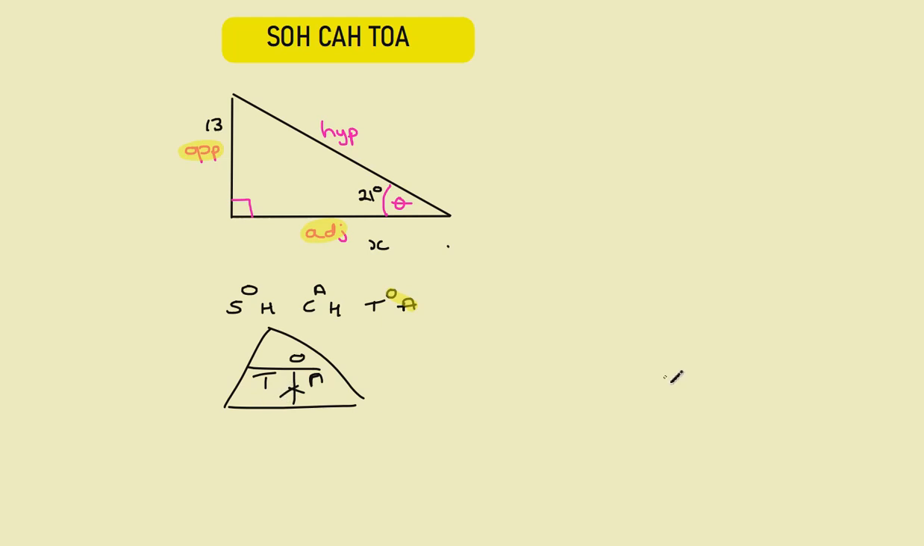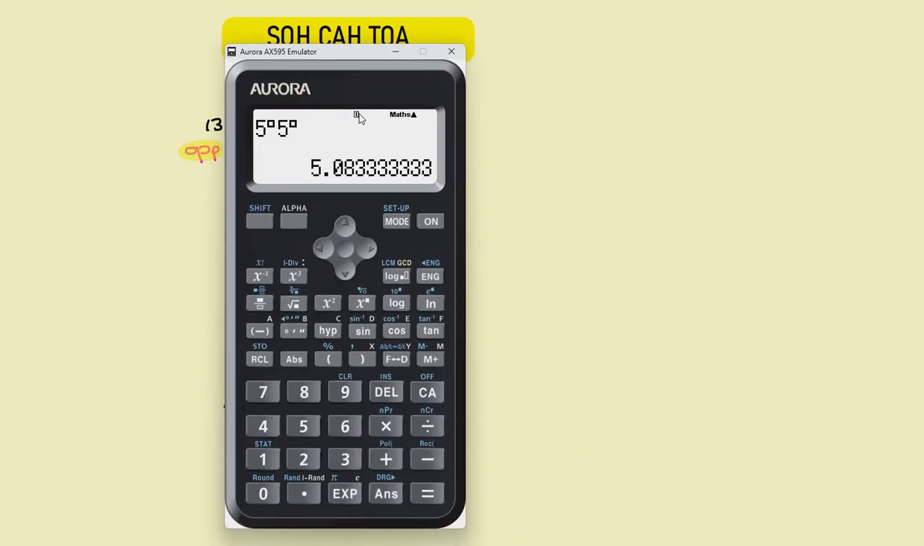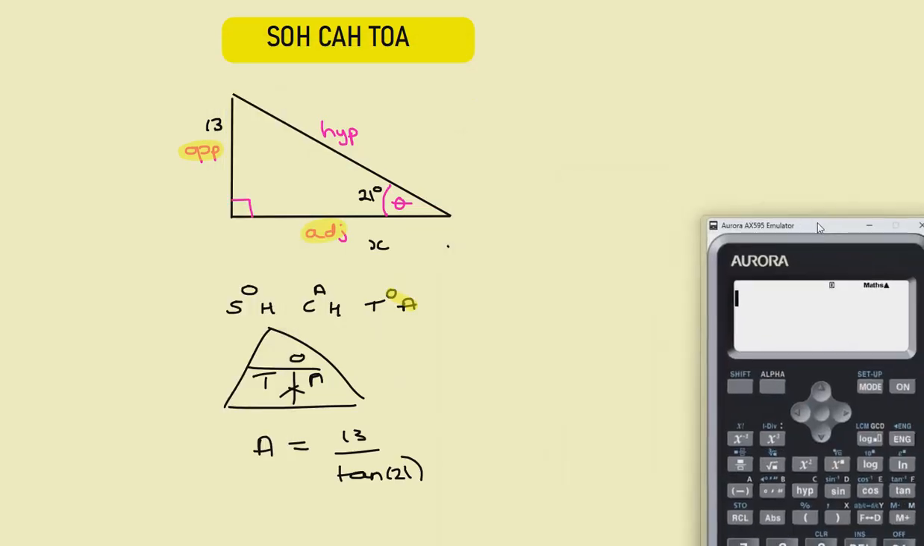Okay, so we're trying to find the adjacent. For that, we're going to do the opposite divided by the tan of the angle. Adjacent equals the opposite divided by the tan of the angle. Put it into your calculator and get your answer. Please make sure your calculator is in degrees. If it's not in degrees, we're not going to be getting the right answer.